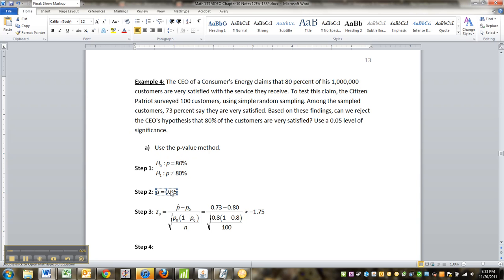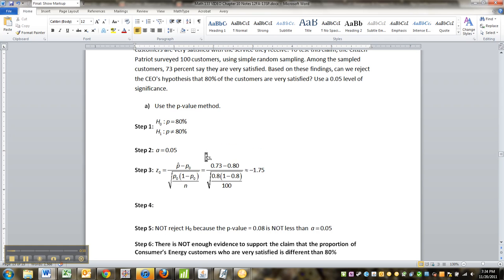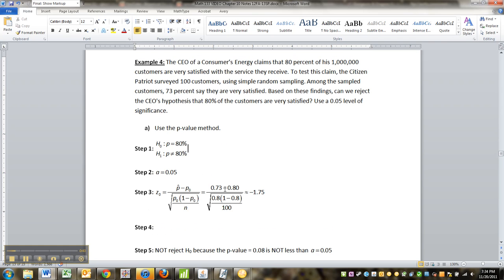Then step 2, we need alpha. Alpha is 0.05 because they say that the level of significance is 0.05 right there. Step 3, we need to find the test statistic. Now I typed in all the given information. They say that p hat is 0.73. They say that p0 was 80%, what we assumed to be true, right? And then n was 100 because the sample got 100. And you're probably wondering, where did I get the negative 1.75 from?